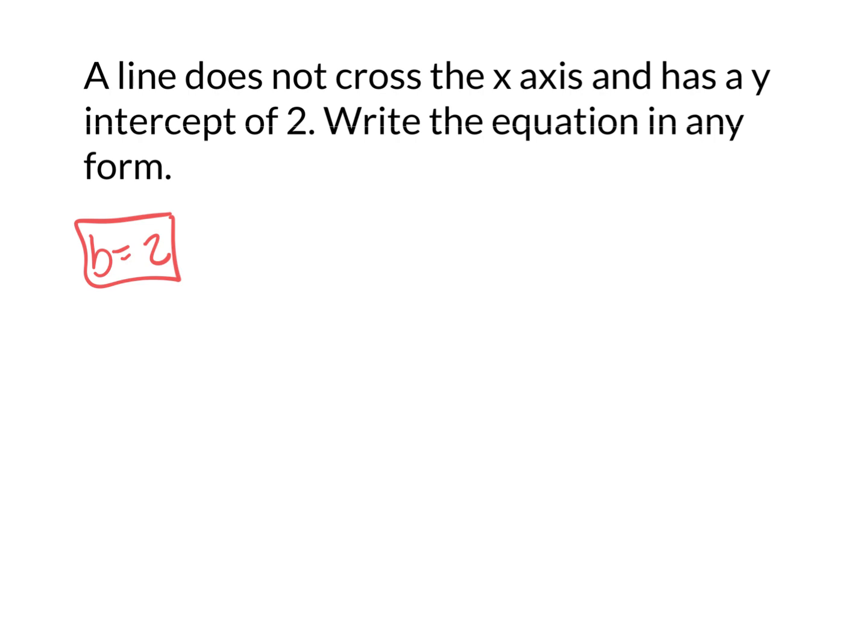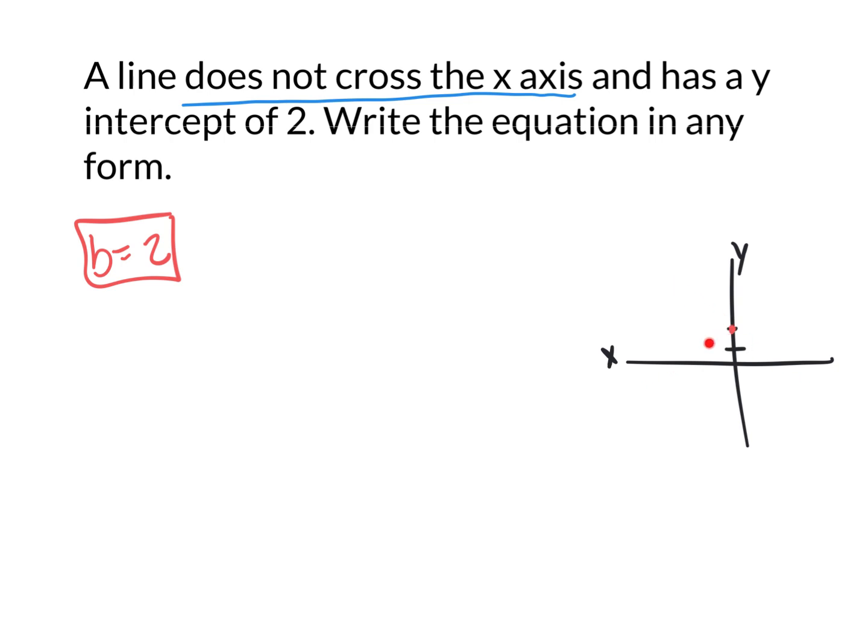They give us some other information, that it does not cross the x-axis. So we might need to sketch something to get a visual to understand this better. Here's our x, here's our y. We know one thing for sure. This line passes through where? 2 on the y. The y-intercept of 2, okay? So it's going to cross right through there. I know that it passes right through there.